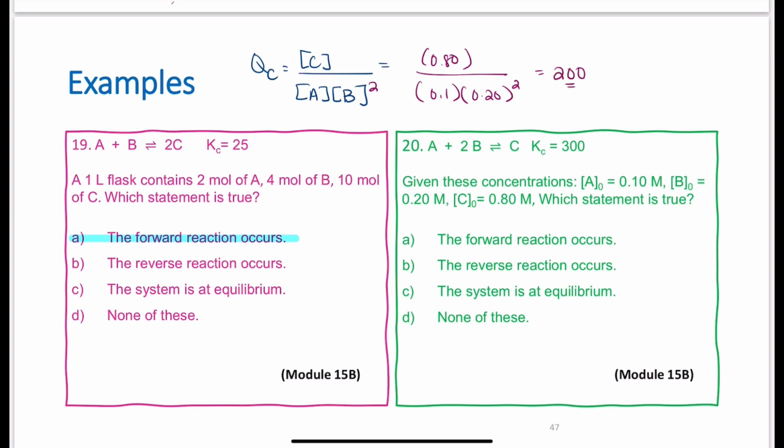My sig figs are here, so 2.0 times 10 to the second. That is definitely smaller than my Kc value though. So the forward reaction occurs. I need to make more product to reach Kc. Qc is less than Kc, so I need to move forward.